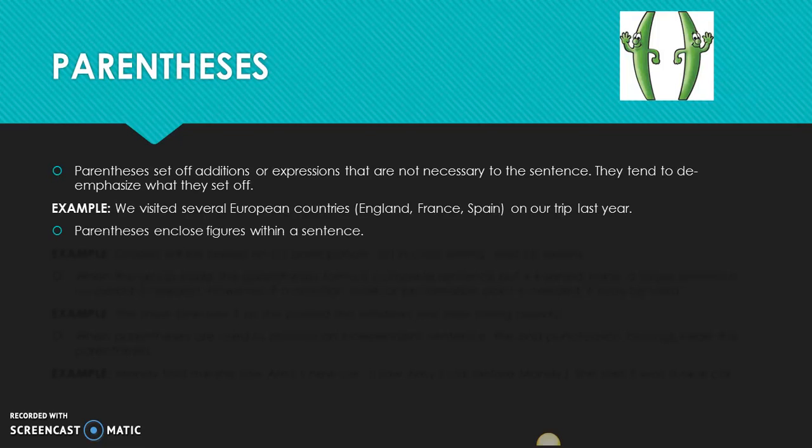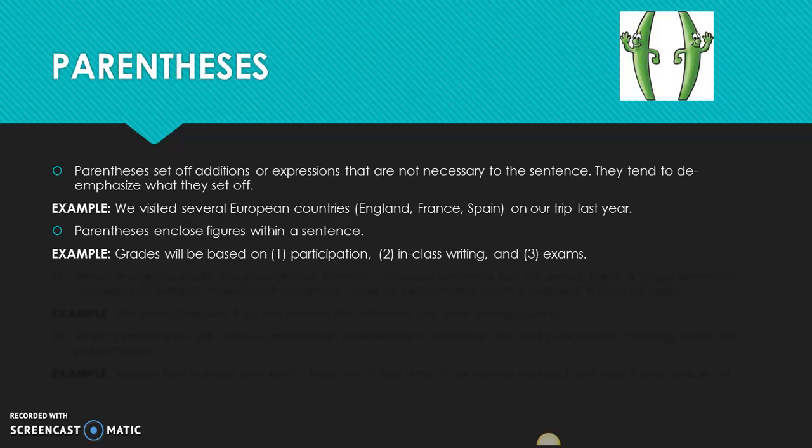Parentheses enclose figures within a sentence. For example, grades will be based on (1) participation, (2) in-class writing, and (3) exams. The figures within the parentheses are numbers. Those are the figures, in this case, numbers.